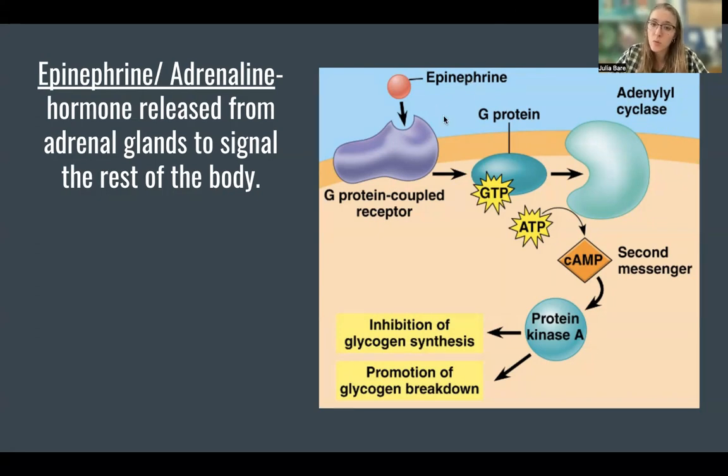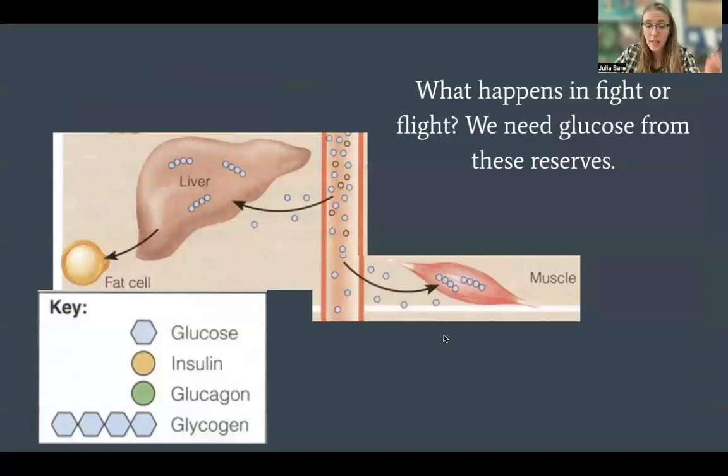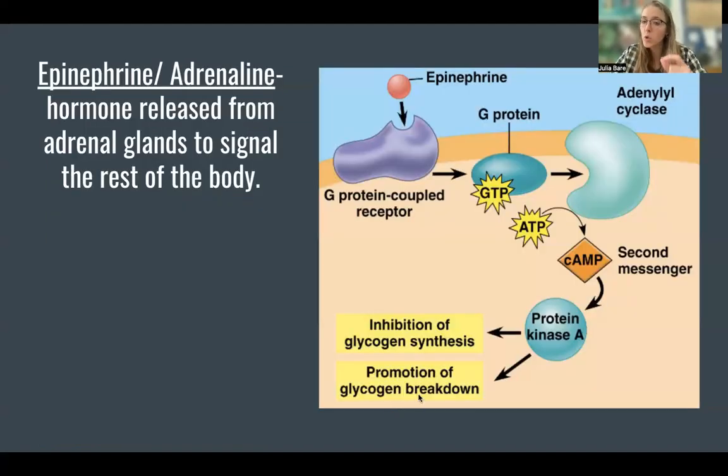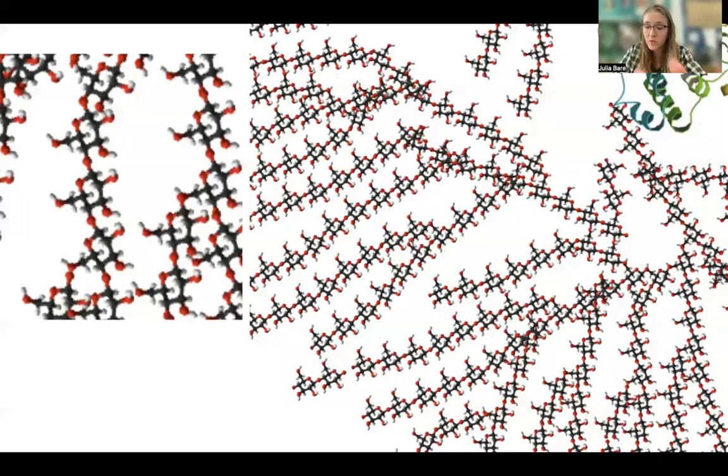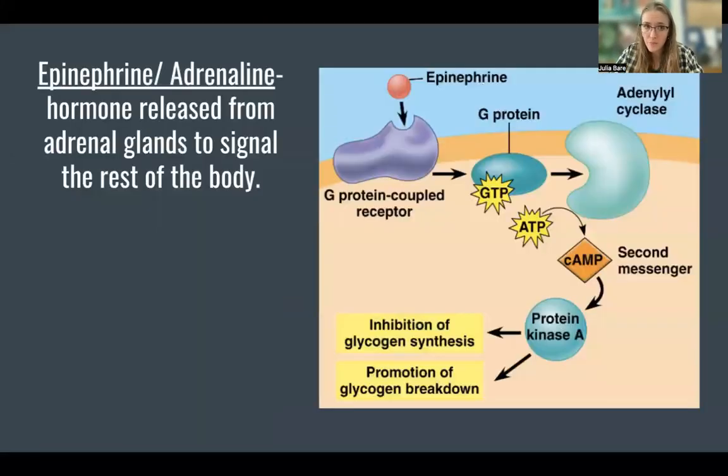Epinephrine is going to trigger a signal transduction pathway, and it's going to inhibit glycogen synthesis. So it's going to keep glucose from being turned into glycogen in your liver. It's going to keep that from happening. But it's also going to promote glycogen breakdown within your liver. It's going to start breaking down this big old molecule of glycogen into smaller glucose pieces.